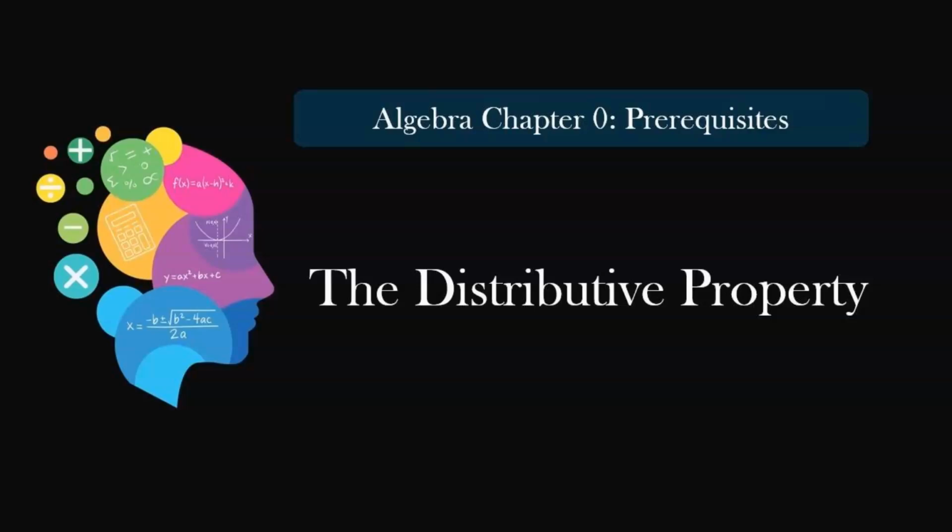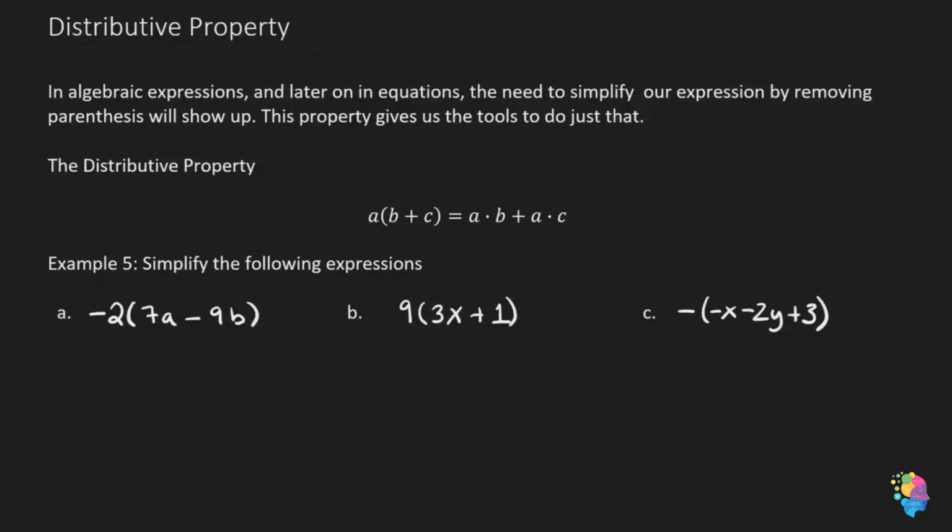In this video, we will review the distributive property. So the distributive property says that whenever you have a value or a variable outside the parentheses, this value or this variable will distribute through the parentheses by multiplying each of the terms inside the parentheses. So this gives us a times b plus a times c.